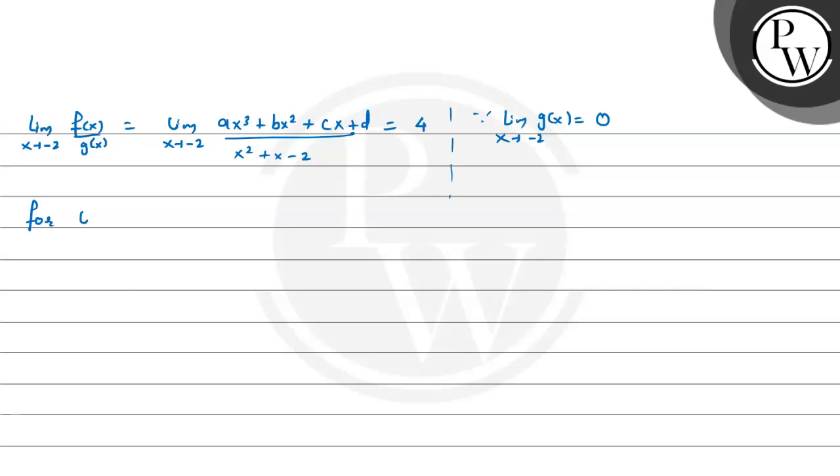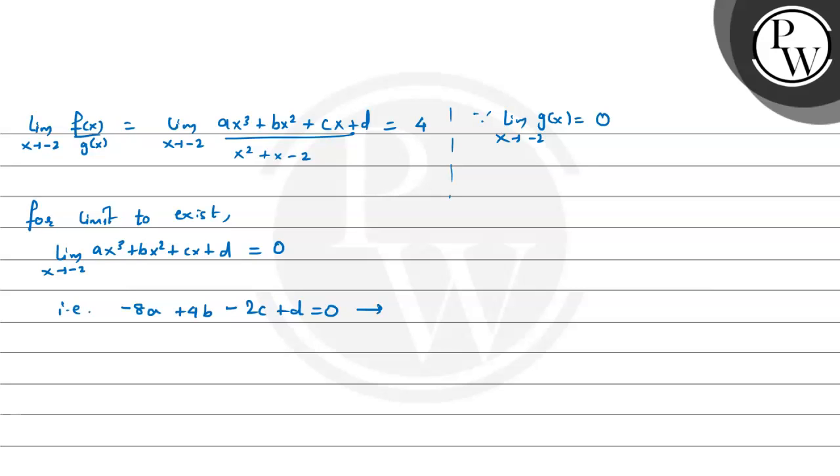For limit to exist, limit x tends to minus 2, ax cubed plus bx squared plus cx plus d has to be equal to 0, that is minus 8a plus 4b minus 2c plus d is equal to 0. Let's call this equation 3.